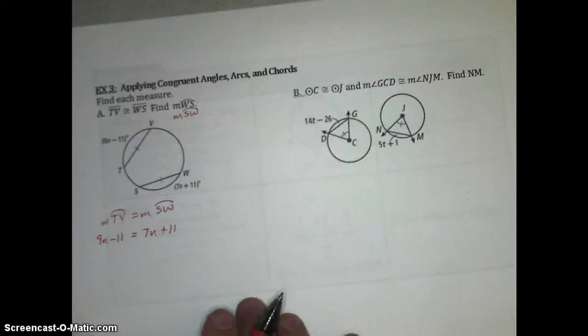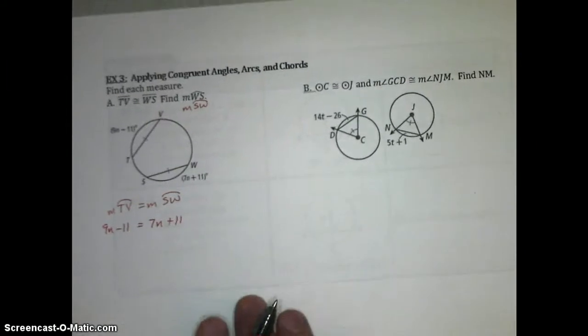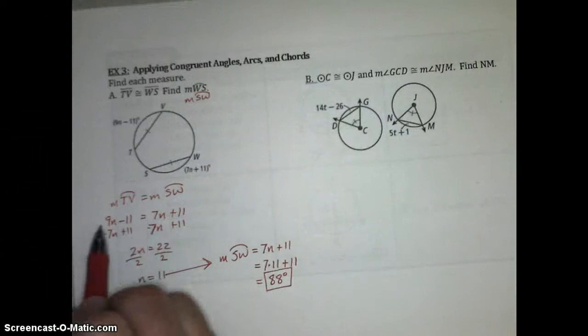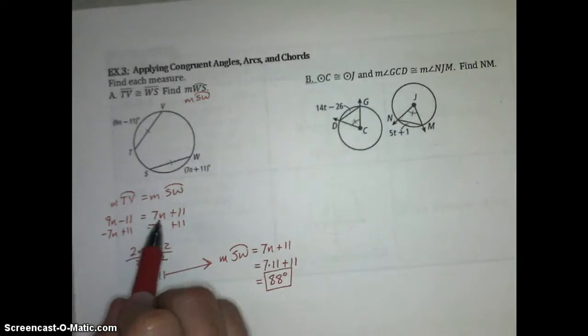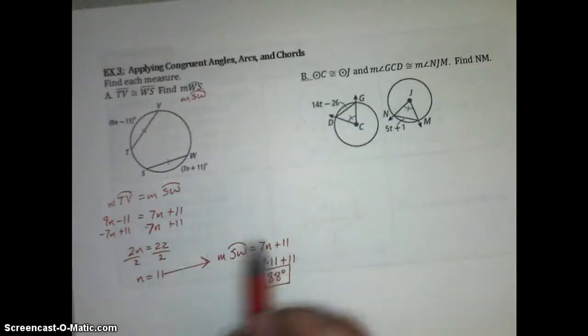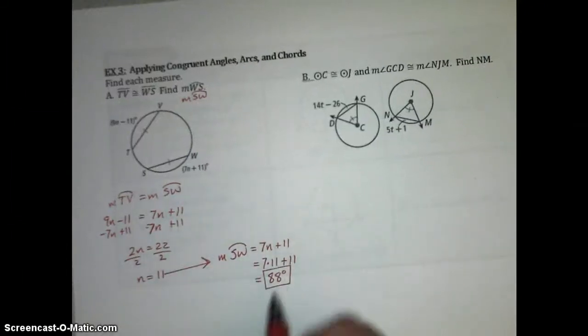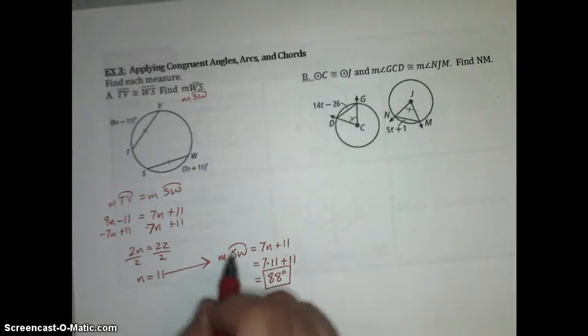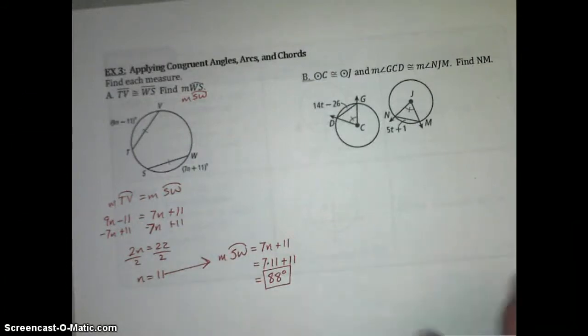Alright, if you need any more time, pause the video. Otherwise, these are the results you should get. When we solve this equation for n, by subtracting 7n from both sides and adding 11 to both sides, n equals 11. So we can plug that in for this expression. 7 times 11 plus 11 is 88 degrees. So the measure of arc WS, or SW, is 88 degrees.